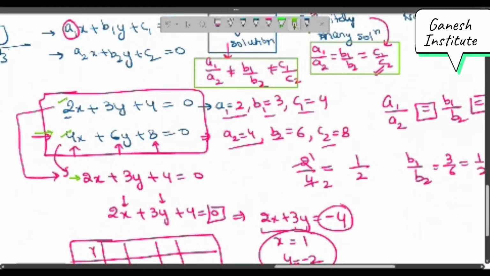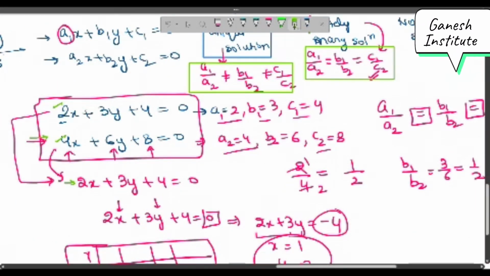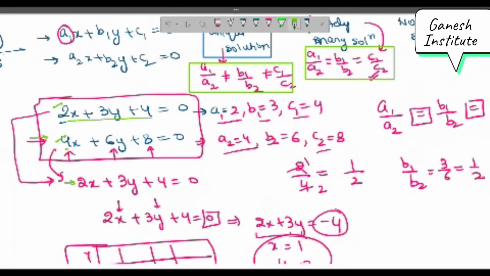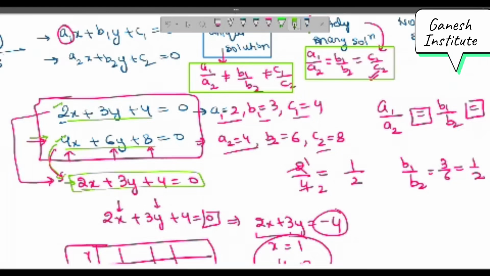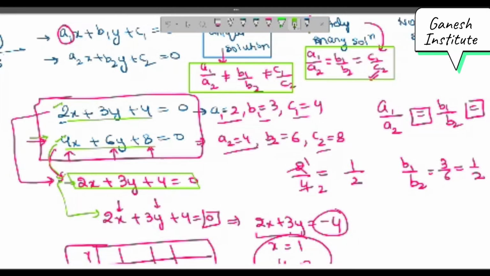Sorry, could you go to... yeah. I see. So I have 2x plus 3y plus 4 equals 0. Then I have 4x plus 6y plus 8 equals 0. But actually 4x plus 6y plus 8 is the first equation only, right? Yes. So this is actually overlapping lines. Both of them are equal. So I need to draw the graph for any one of them, correct?